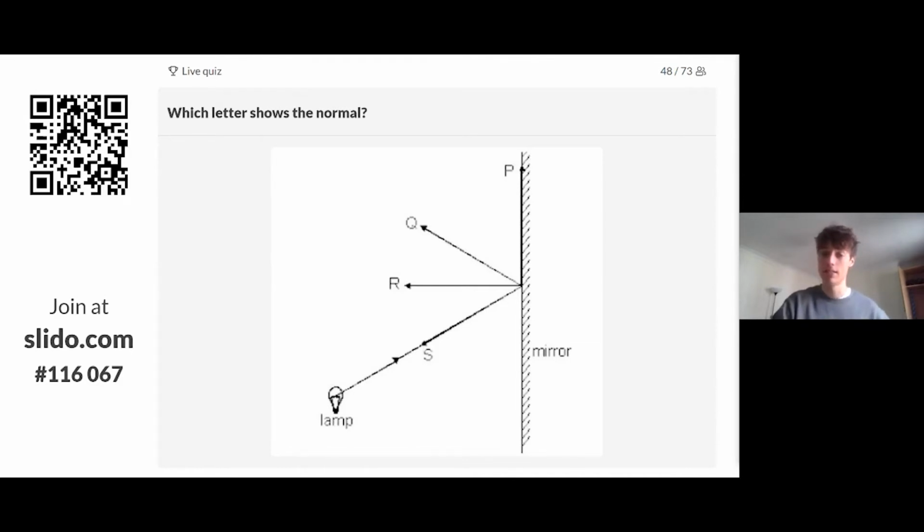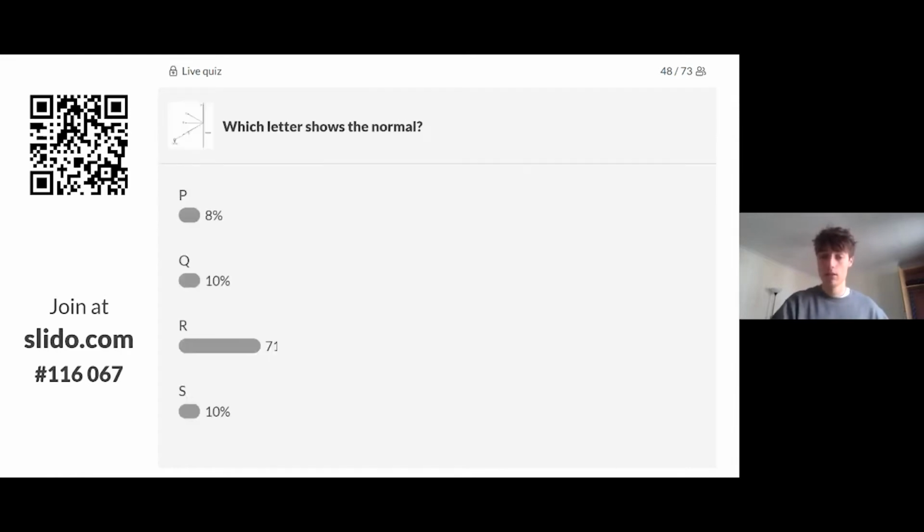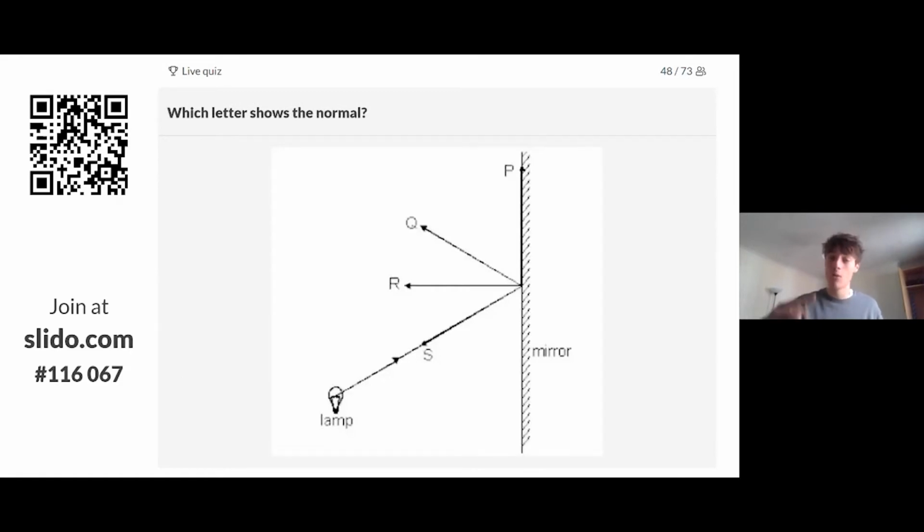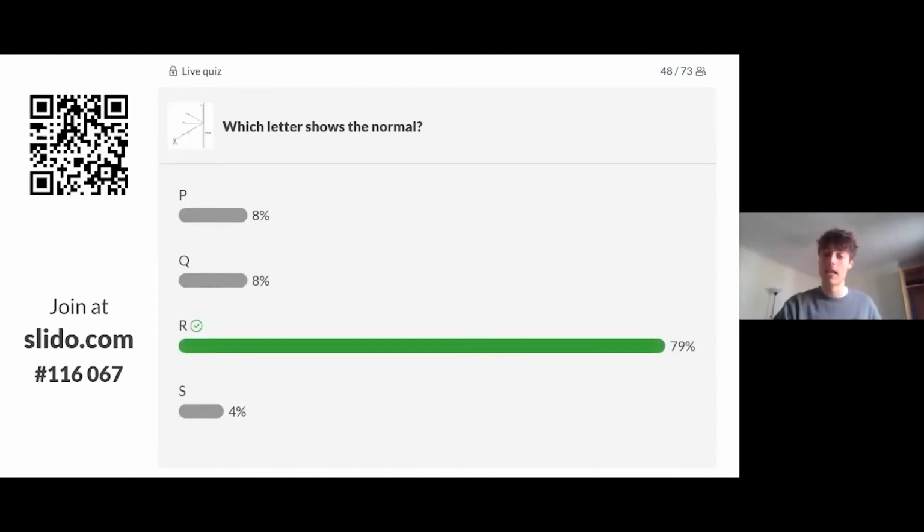Okay, let's look at the answer. The answer is indeed R. We can't really see the image here, but R was the line that was perpendicular to the mirror, and that's what the normal means. It's the line that's perpendicular to the surface where the light ray is reflected. So the answer was indeed R.